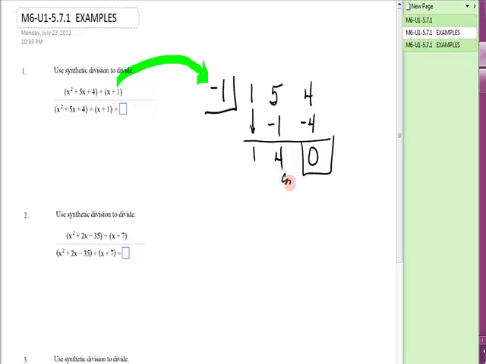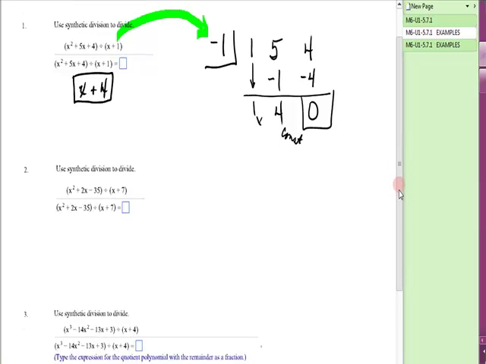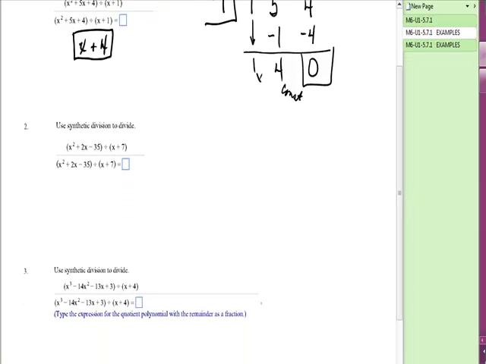This is your constant. This is your x. The answer is implied 1x plus 4. You would just type in x plus 4. That's pretty quick division. Next one.